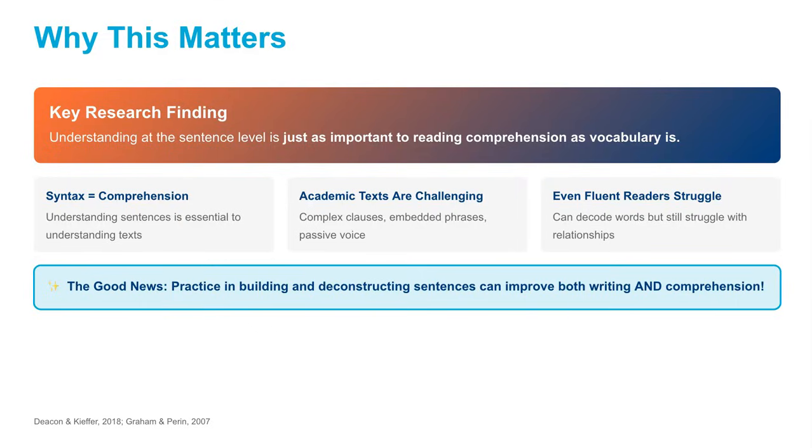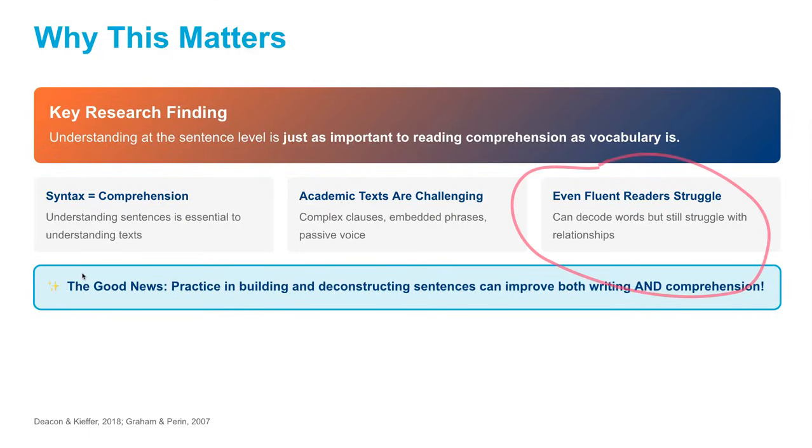So here are 3 important points. First off, syntax equals comprehension. Understanding each sentence and how it connects to the next is essential to understanding the whole text. Second, academic texts are challenging. They contain complex clauses, embedded phrases, high information density, and passive voice. Our students encounter these structures constantly.